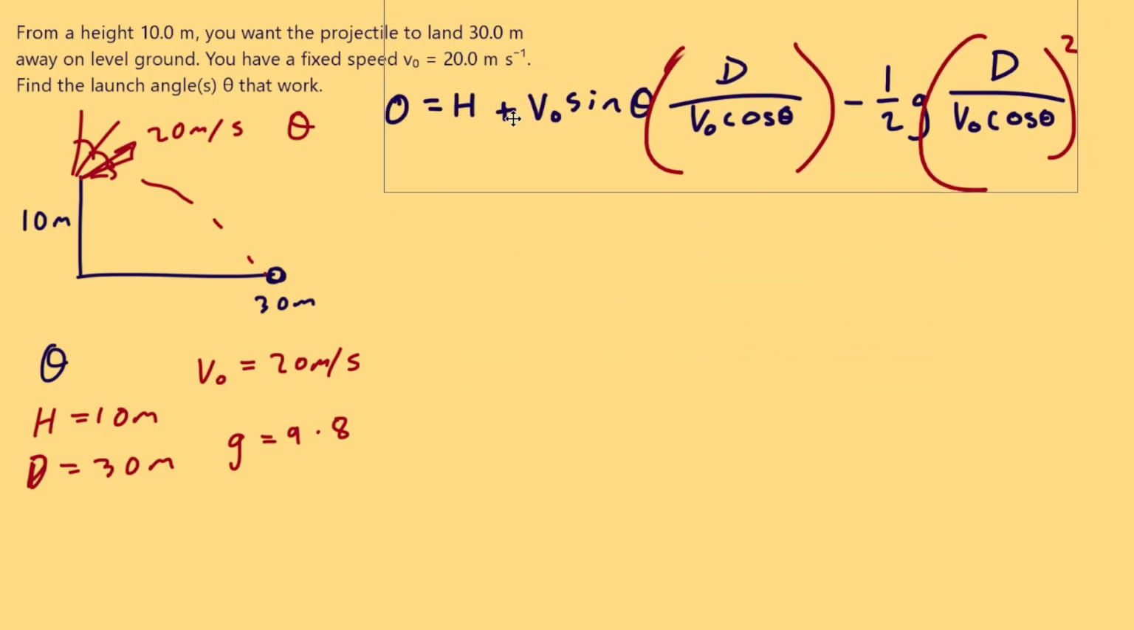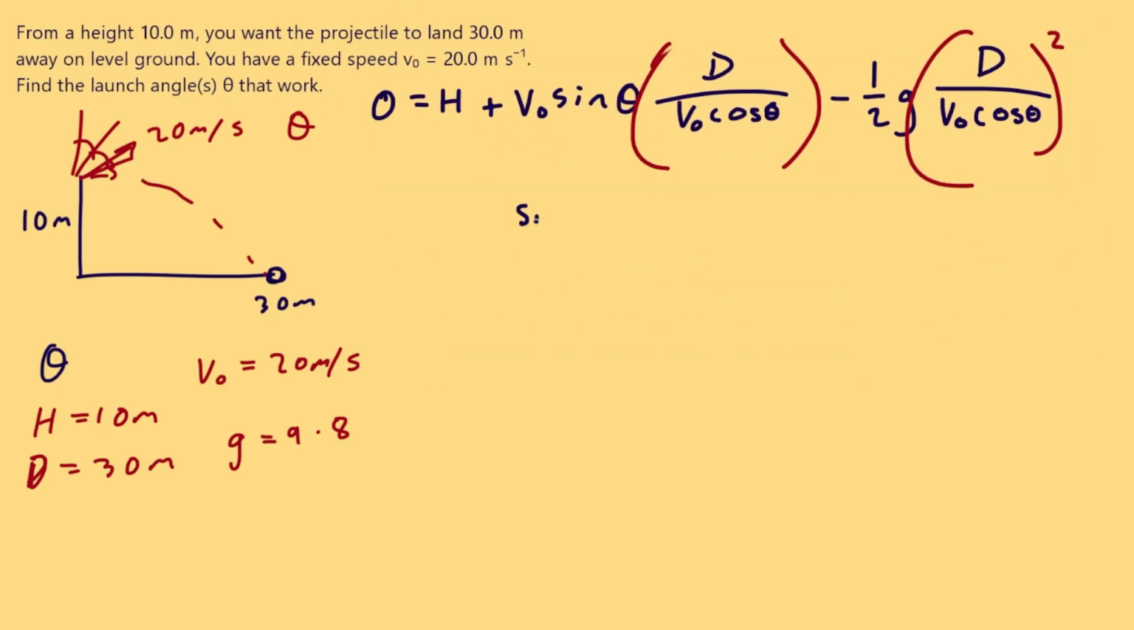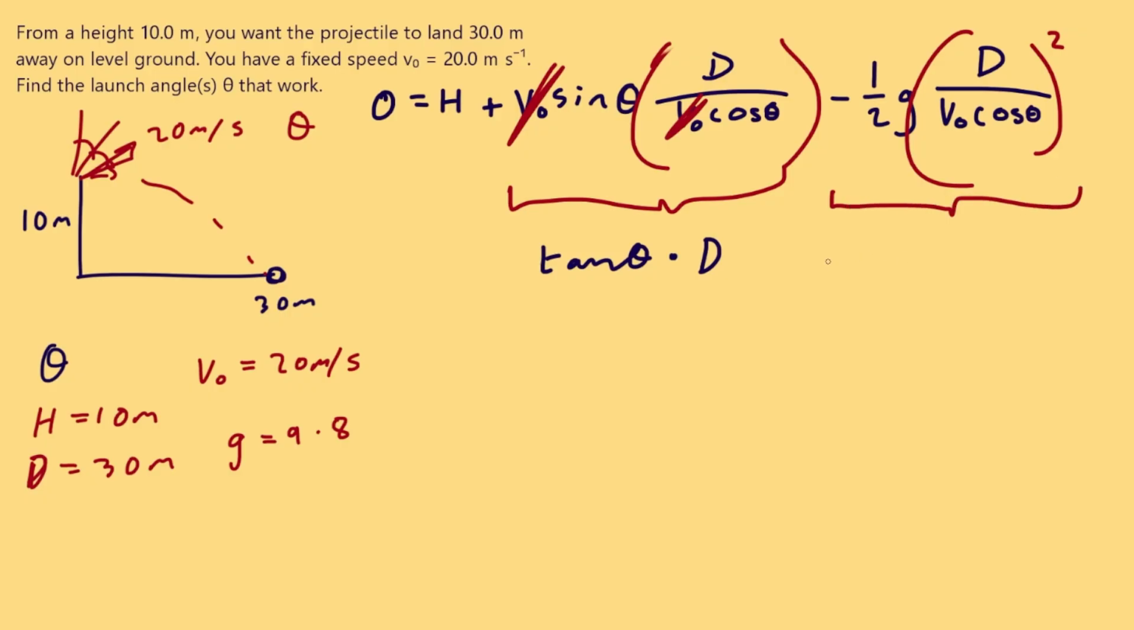So from trig identities, we know that sine over cosine is equal to tangent, which means that we can expand this portion of the equation like this, cancel out the velocities, and it becomes tangent times distance. What about this complicated part? It's going to look the same as last time, which is g d squared over 2 initial velocity squared cosine squared. Here's something special that we can do.